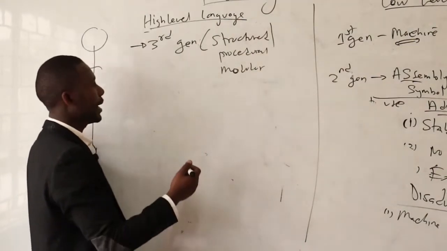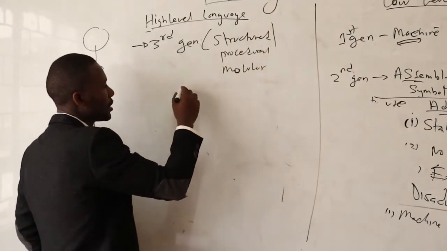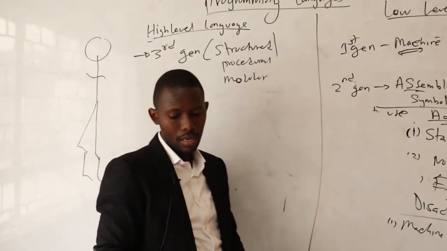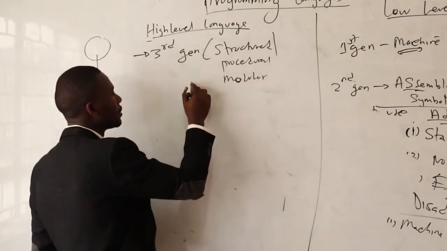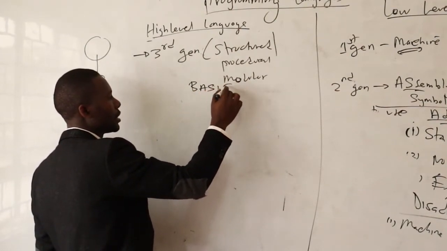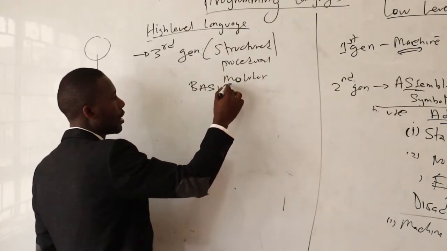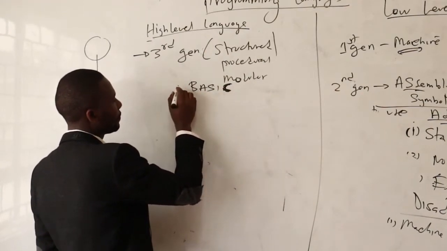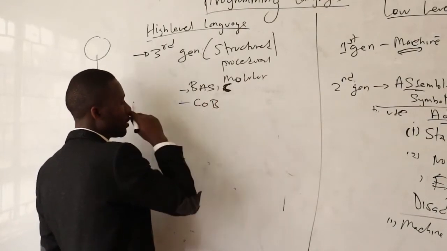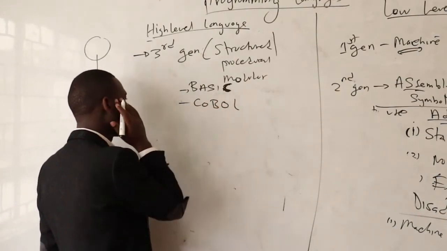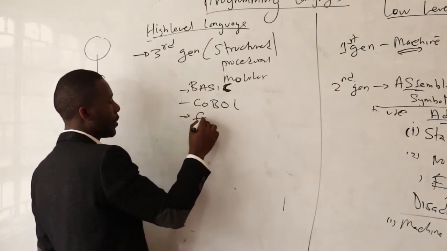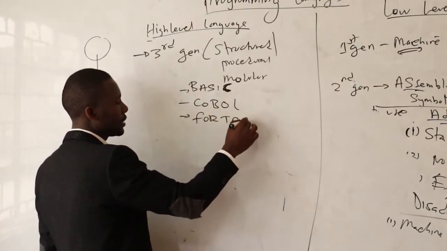Some examples of these languages are BASIC, Beginner's All-purpose Symbolic Instruction Code. We have COBOL, Common Business Oriented Language. We have the formula translators.